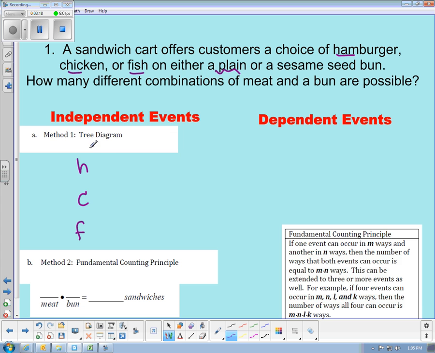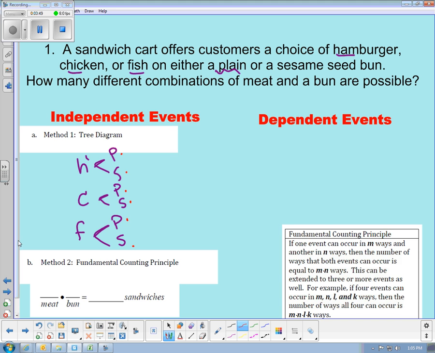If I pick hamburger, I have a possibility of plain or sesame seed. If I pick chicken, I have a possibility of plain or sesame seed. If I pick fish, I have a possibility of plain or sesame seed. So that would be the way of making a tree diagram. Now this tree diagram is pretty small. It doesn't have a whole lot of choices at the end. I have 1, 2, 3, 4, 5, 6 options. So it wasn't too hard to make, but a tree diagram is not always the most reasonable way to make a list of the outcomes.